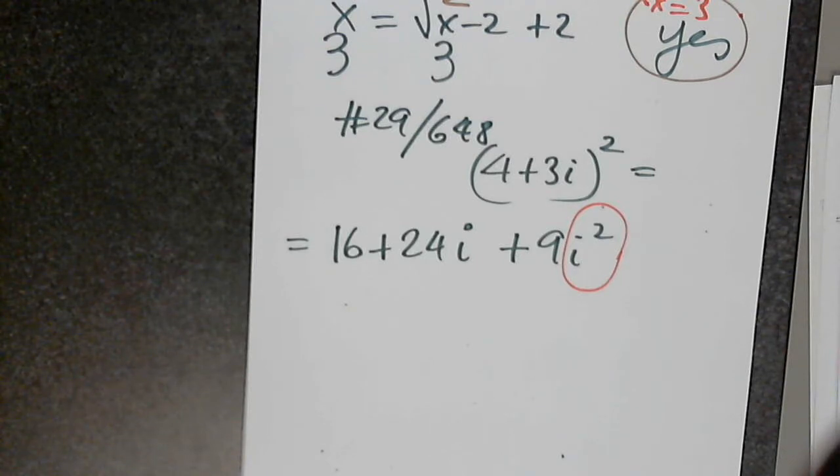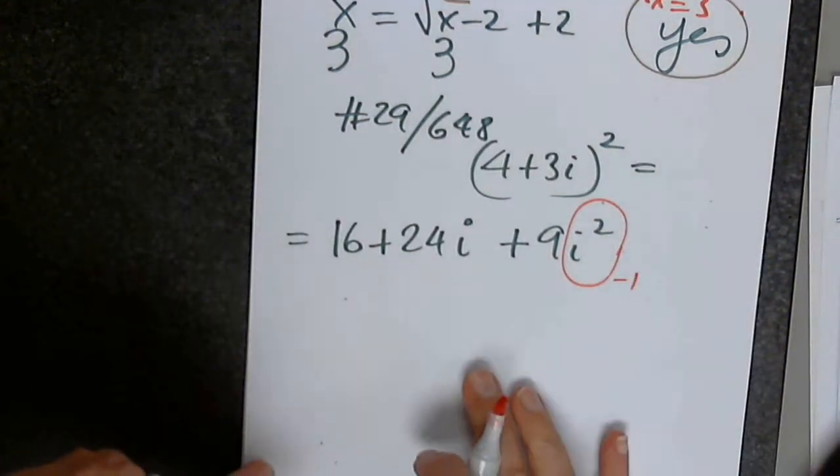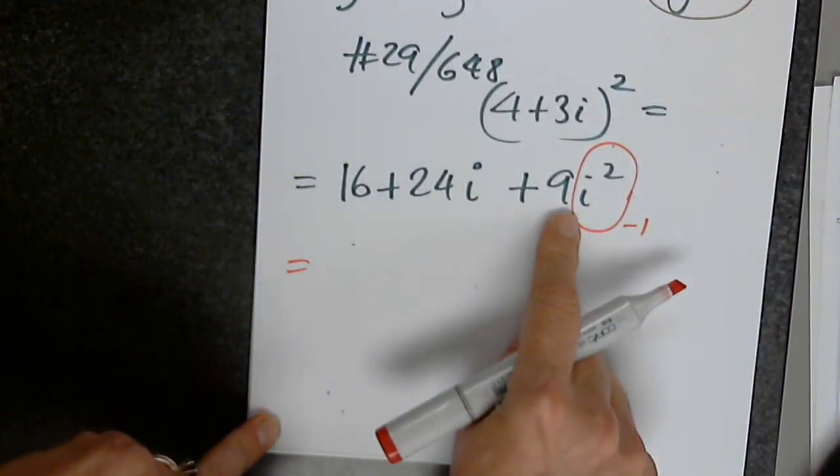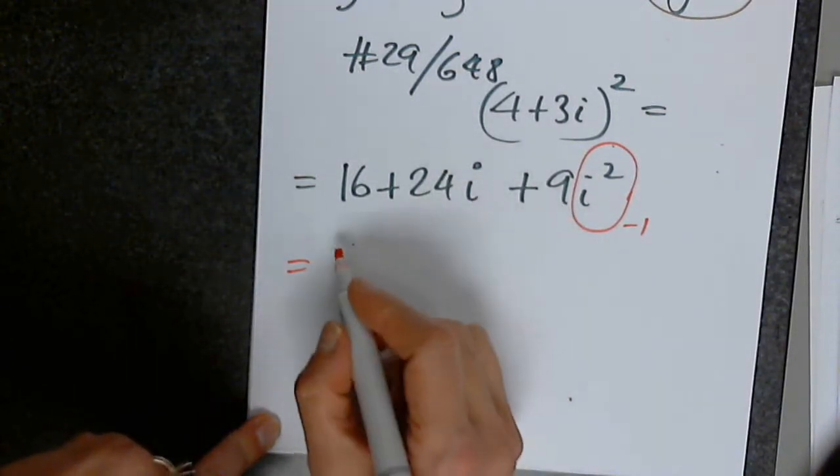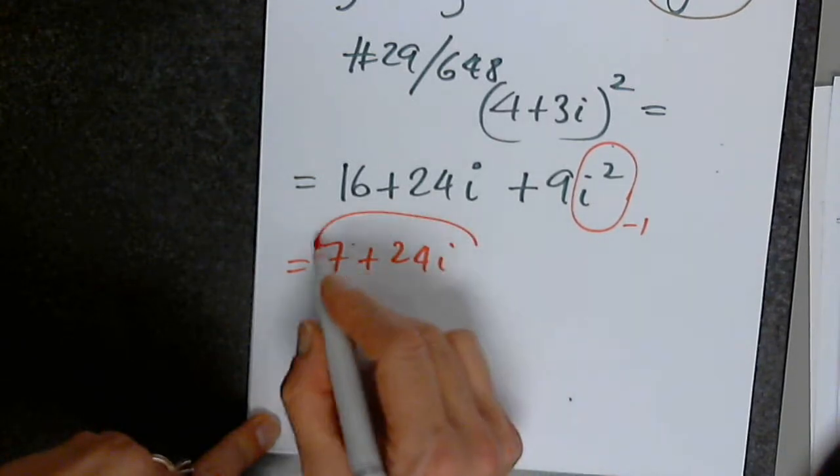Yeah, this is 2. So it's a squared plus 2ab plus b squared. So it's a squared plus 2b. So 2 times 4 is 8. We times 8. Is that okay? So we replace i squared by? Negative 1. Good. So then I have 16 minus 9. But 16 minus 9 will be 7 plus 24i. And that's it.